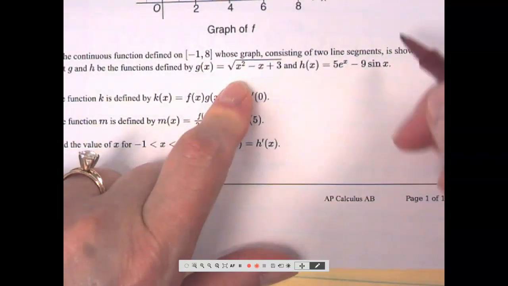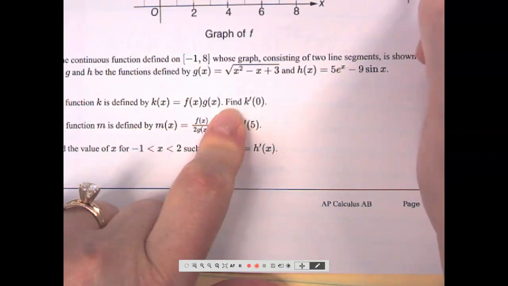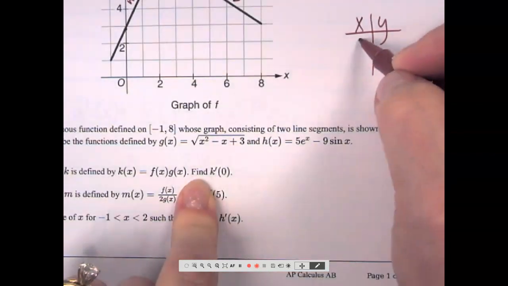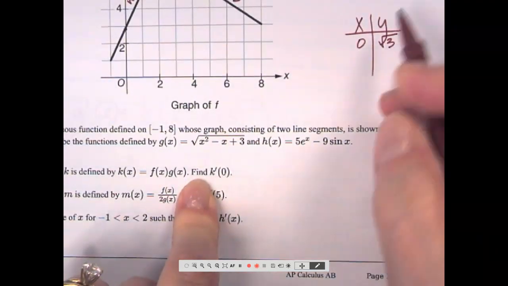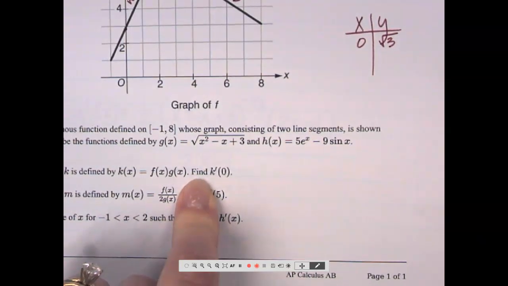You see what I'm saying? It's like if you were going to build a table of values so that you could graph it, and you said, okay, let's plug in 0. I get square root of 3. Okay, that's one ordered pair on the graph.